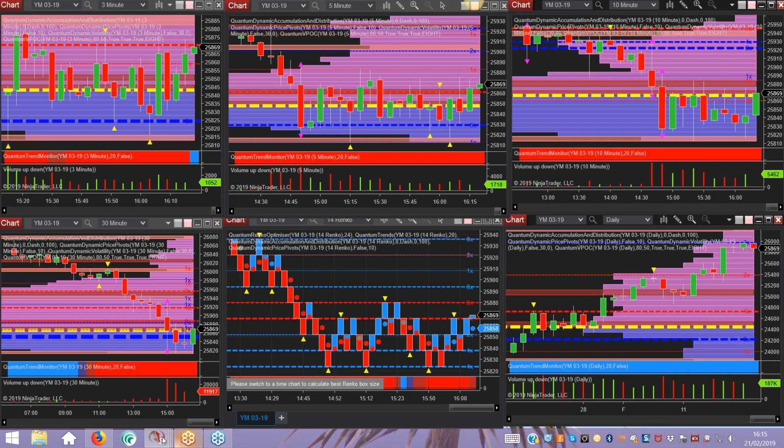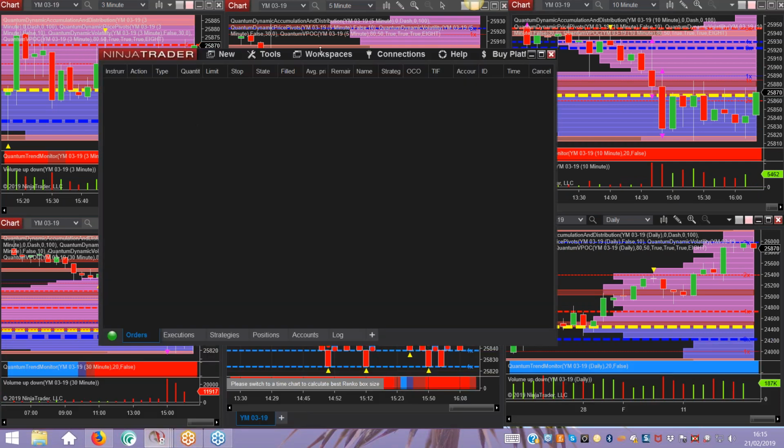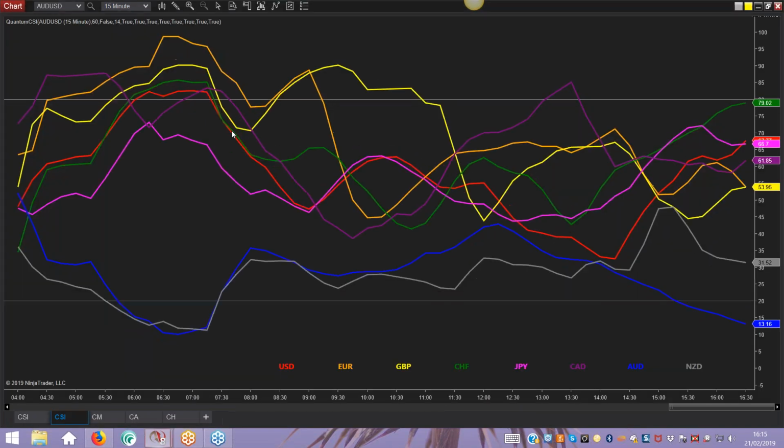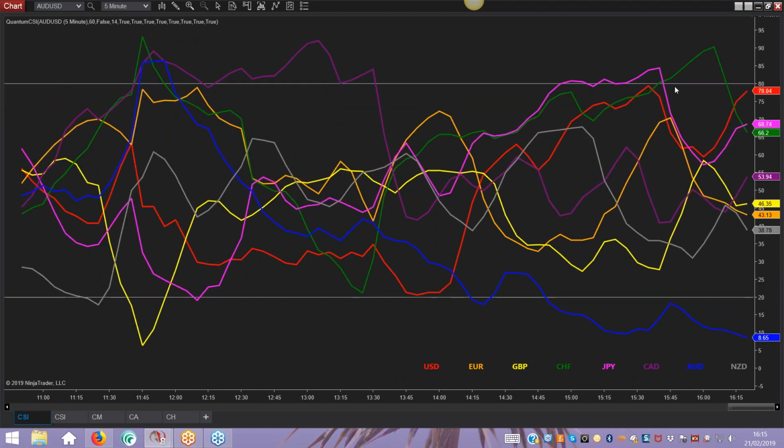Let's just have a look and see what's happening on the CSI. I suspect probably not a lot. No, it's flat. It's flat on 15. There's been a little bit of selling, but very, very minor. The Aussie's still selling off. Over on 5, yeah, the selling's stopped. We're back in buying the yen.